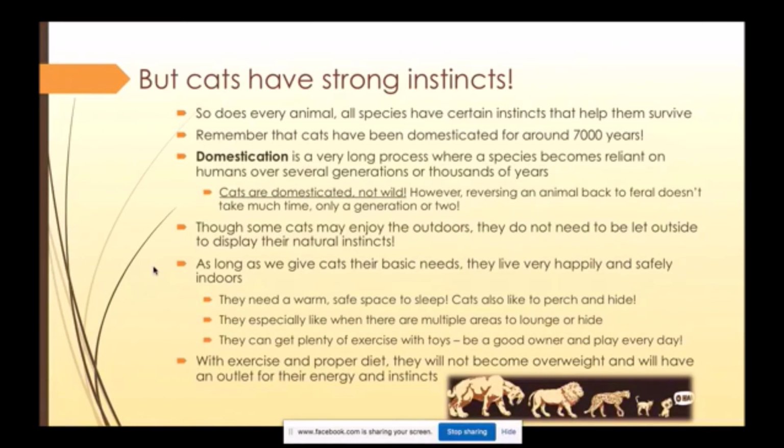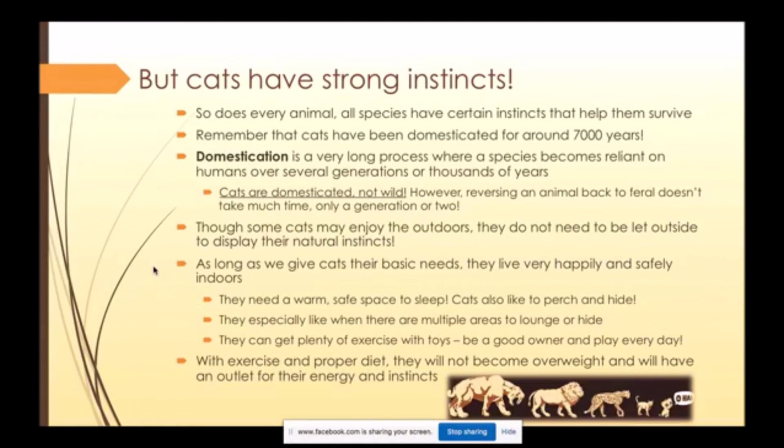As I mentioned, cats are both predators and prey. So while it is important to give them an outlet to hunt and display those instincts, it's not worth it at the cost of them getting hit by a car, getting a serious disease, being attacked by a wild animal, or harming the birds in our neighborhood and the environment. So as long as we're providing indoor cats with their basic needs, they can live very happily and safely.